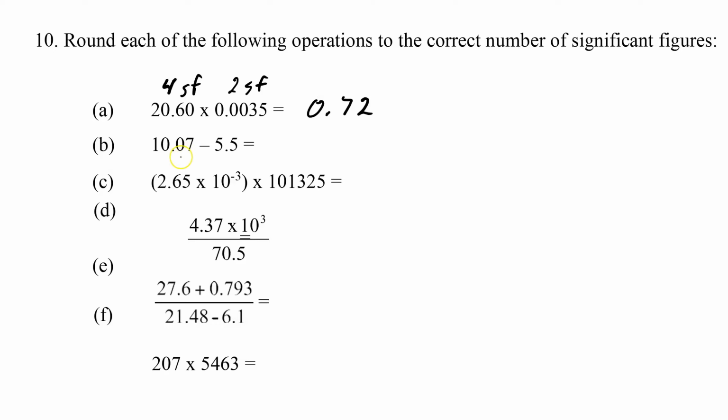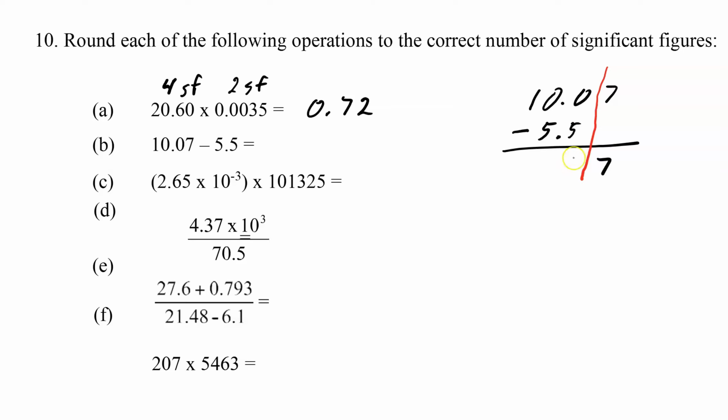In part B, we have 10.07 minus 5.5. Let's set that up to the side here. 10.07. We're going to subtract 5.5 from that. So our usual procedure, we're going to have a vertical straight line after the number with the least significant precision, and that's going to be the 5.5.